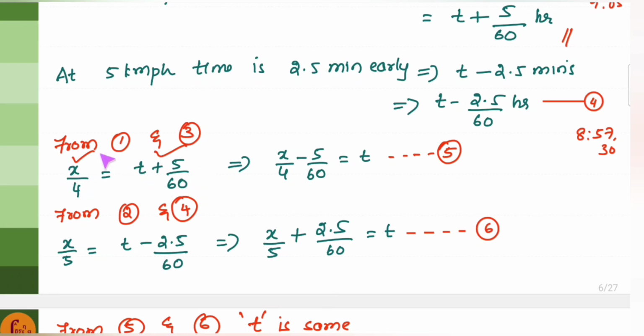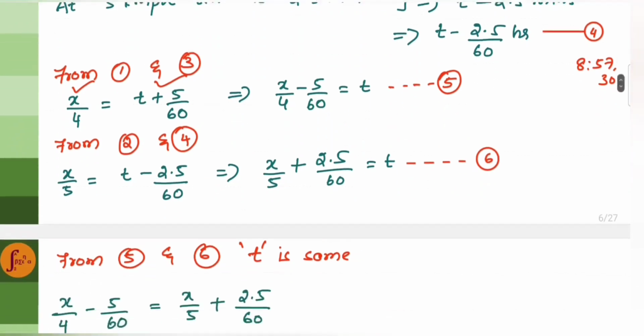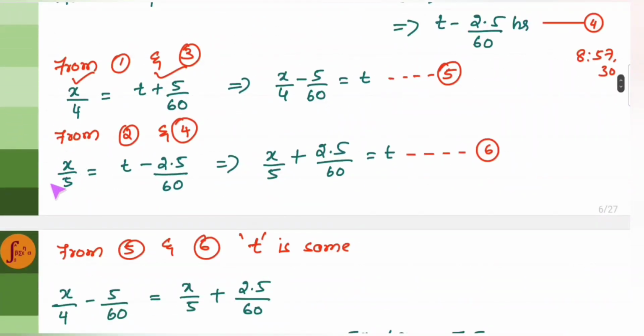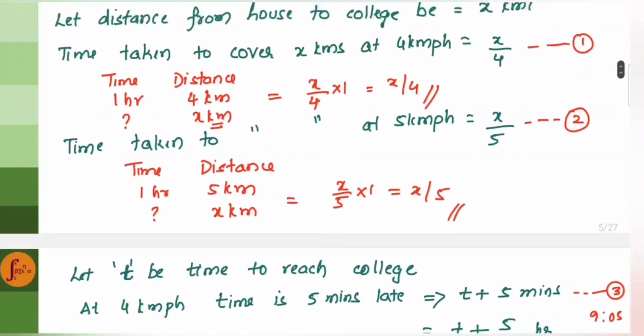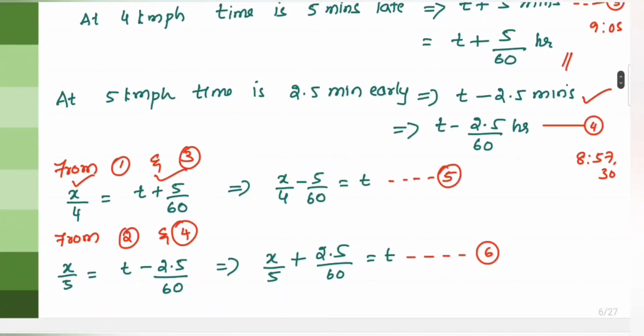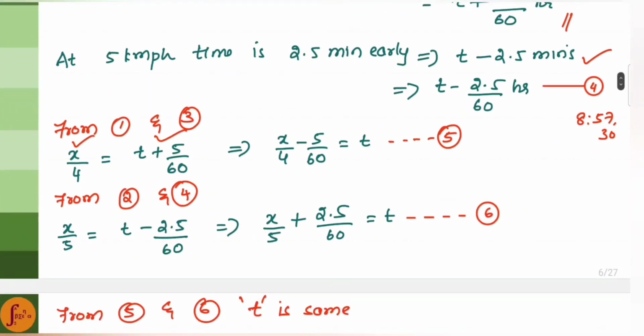Correct? Now when you solve this, you will have to figure out t. Let's get the value of t. T is equal to x by 4 minus 5 by 60. Same thing we will do for 5 km per hour, right? We found out for 5 km per hour here. This is the 5 km per hour and this is 5 km per hour. Both of these we will equate. So we'll again find out t.